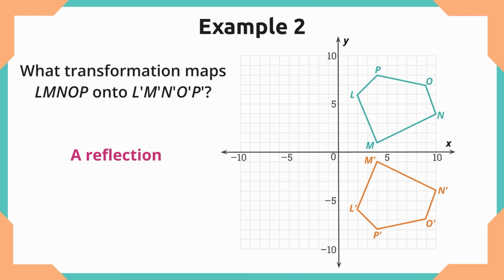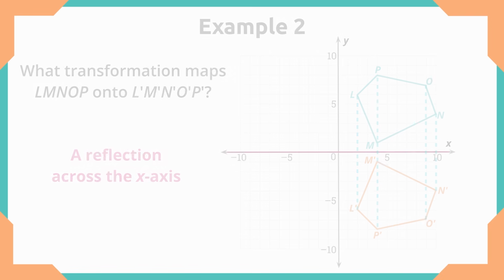Remember that in a reflection, the original point and the new point will be the same distance from the line of reflection. So let's connect a pair of corresponding points, such as L and L'. Both of these points are 6 units away from the x-axis, so maybe that's our line of reflection. Let's check by connecting our other corresponding points. Yes, every point is the same distance from the x-axis as its image, so a reflection across the x-axis maps pentagon LMNOP onto its image. Nice! Let's try one more.